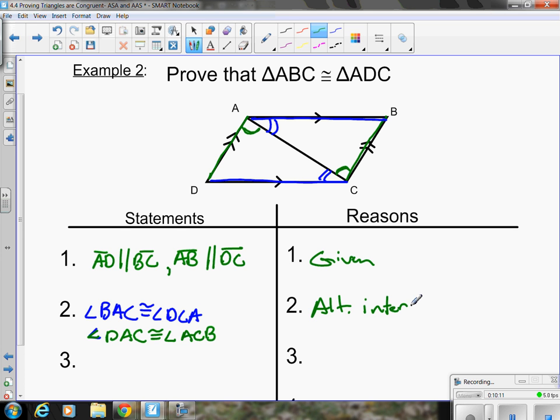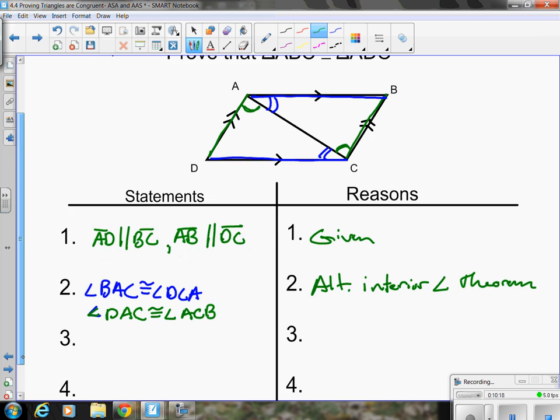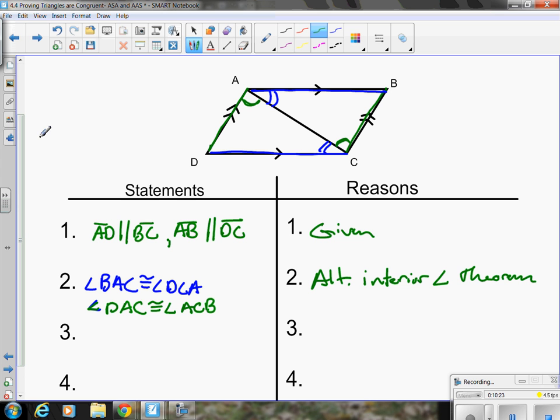And that's the alternate interior angles theorem. Remember, the theorem shows angle congruence. The converse would show the lines are parallel. So now I have two angles. I either need one more side, angle, angle, side, or angle, side, angle, depending on which one we get. And I know this segment is congruent to itself. AC is congruent to itself, and that's used in both triangles. So that's helpful, reflexive property.